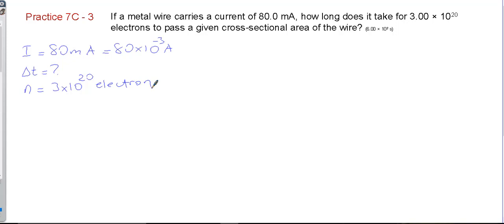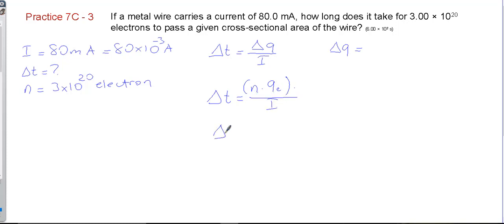Again, I need that delta T is equal to delta Q over I. Here Q we have to calculate the other side. Delta T is equal to, instead of delta Q, I will write N multiply QE. This is delta Q divided by I.